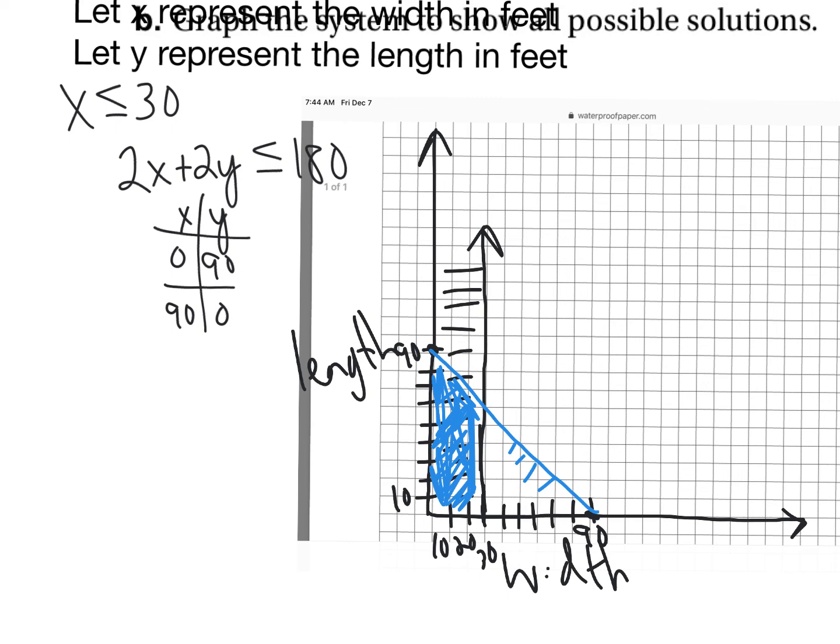And another thing they could have done is asked us to write some different possibilities. So just find ordered pairs that are in there where the length and width can neither one be 0 though. You know, for example, the width is 10 and the length is 50 or something like that. Okay, just make sure the point is for sure in that shaded area.